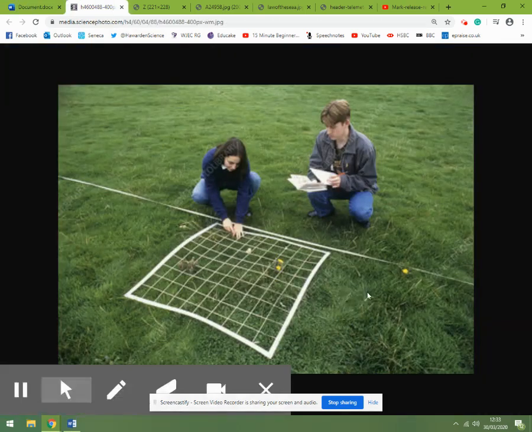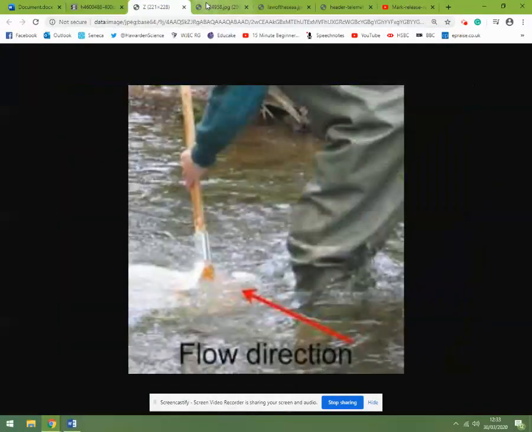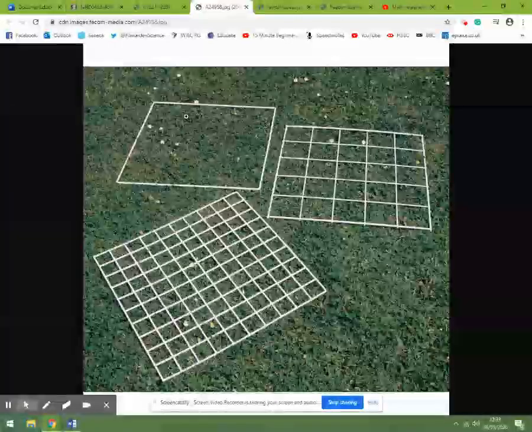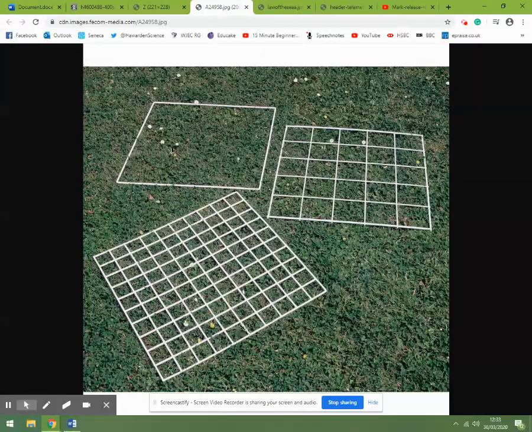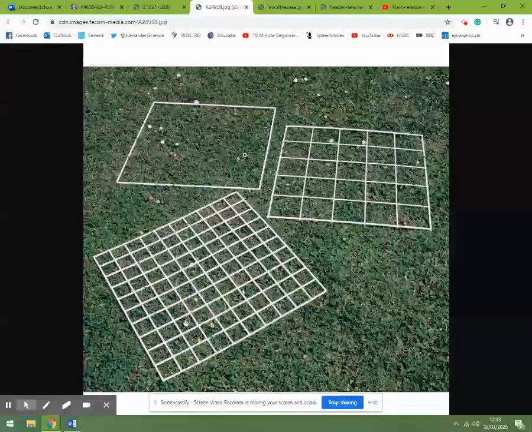So one of the most common methods in terms of plants is using this thing called a quadrat. Now a quadrat is basically a grid. You get different types. Some are just a square, some have small squares within. And the idea is you place the quadrat down on the ground. You can see a few different types here. And you randomly place them down.